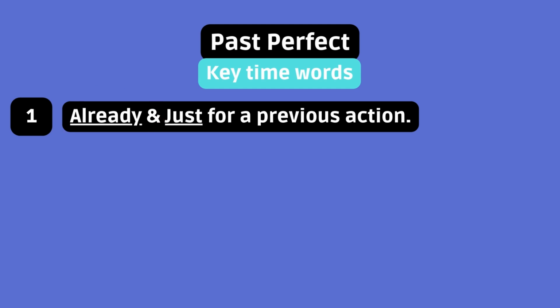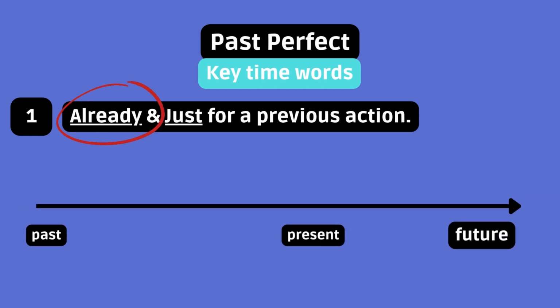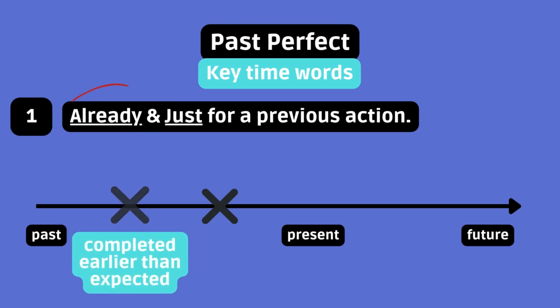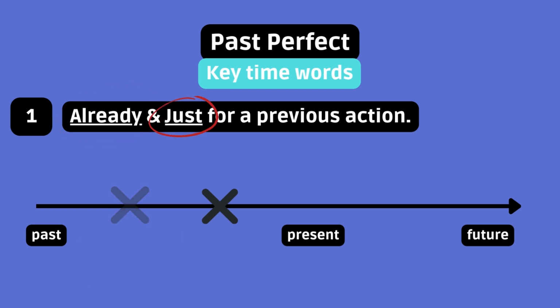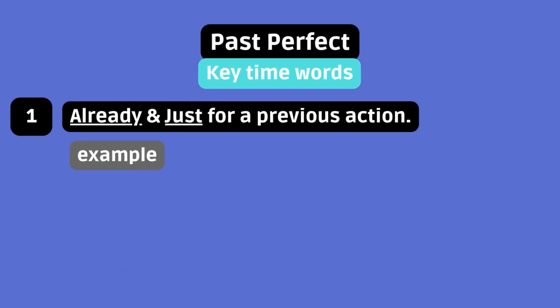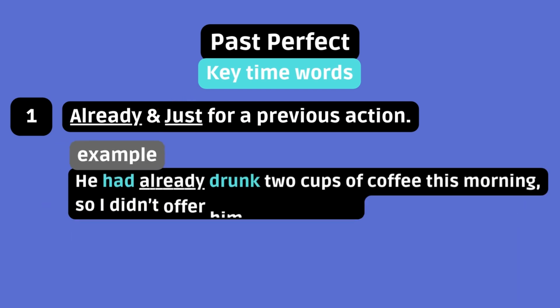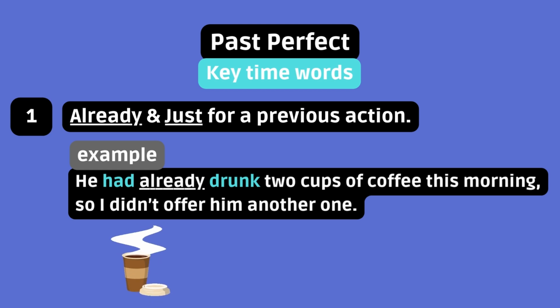Already is a classic word with the past perfect, as it signals that an action was completed earlier than expected. So it implies that the action precedes another one or a specific moment. Just has a similar meaning, but it refers to an action that happened a short time before. Example: he had already drunk 2 cups of coffee this morning, so I didn't offer him another one. Drinking 2 cups happened earlier than expected, and, of course, before even offering a third cup of coffee.